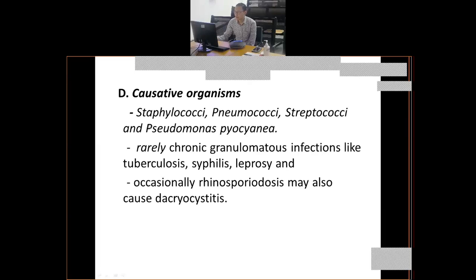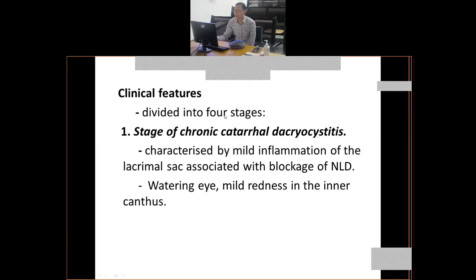Causative organisms include staphylococci, pneumococci, streptococci, pseudomonas pathogens. Tuberculosis, syphilis, leprosy are rare. Clinical features: it is divided into 4 stages. First is the chronic catarrhal dacryocystitis.